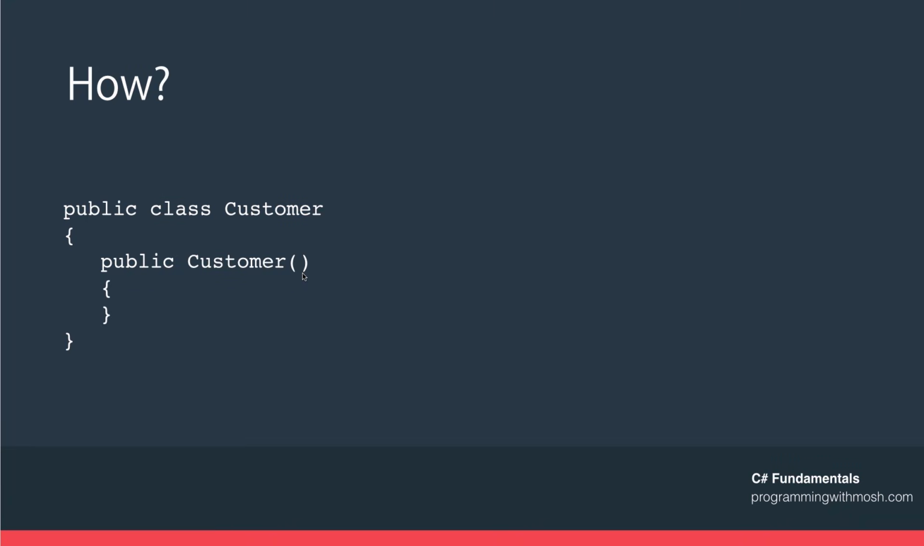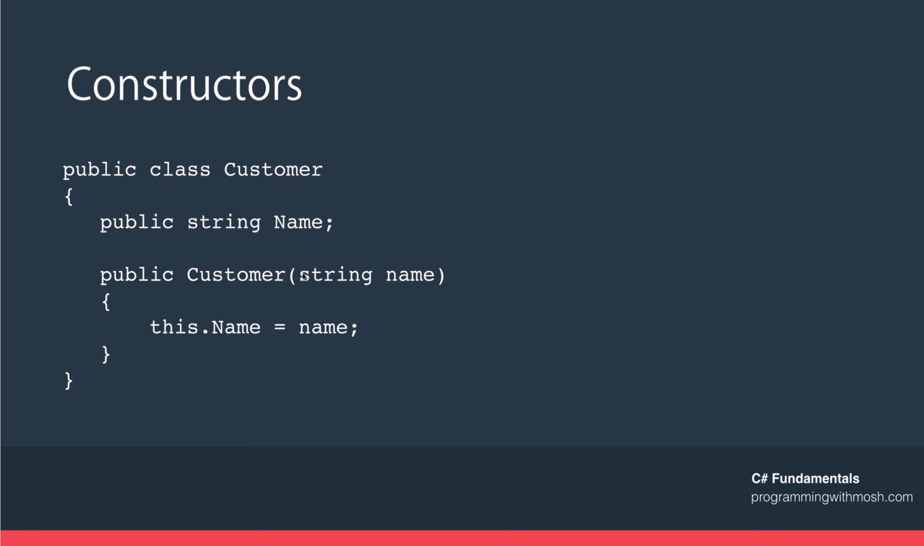What are those default values? For any kind of numbers, it sets them to 0. For Boolean types, it sets them to false. For any other kind of reference types like strings or any other objects, it sets them to null. And for characters, it sets them to an empty character.